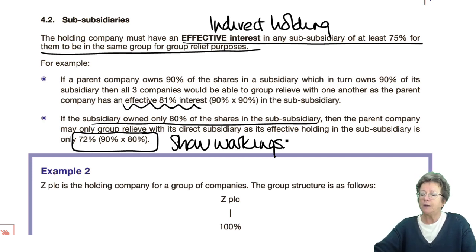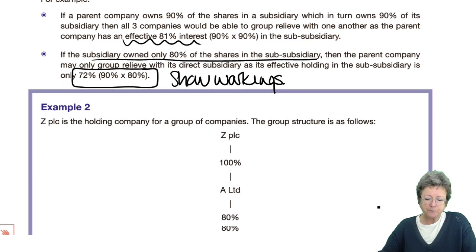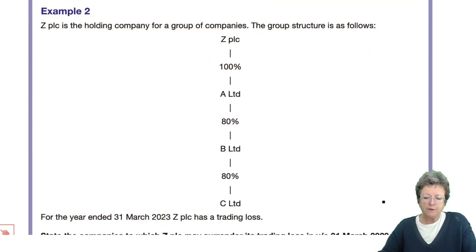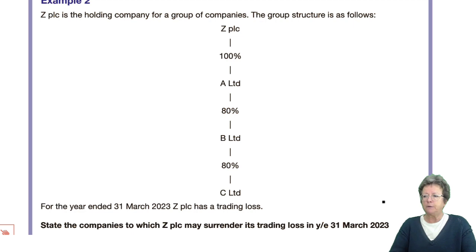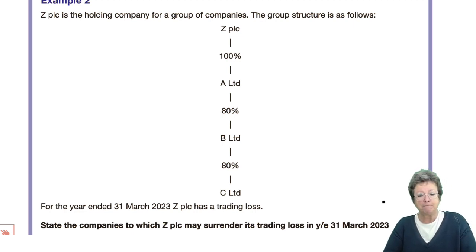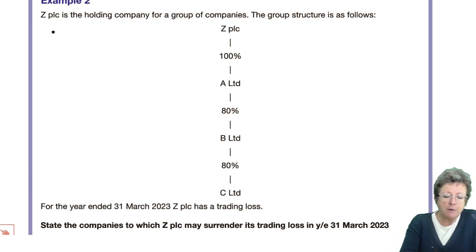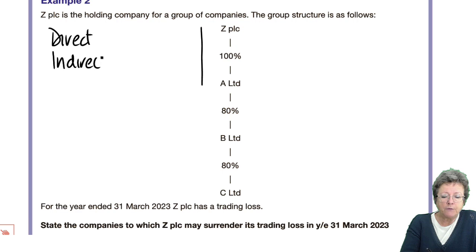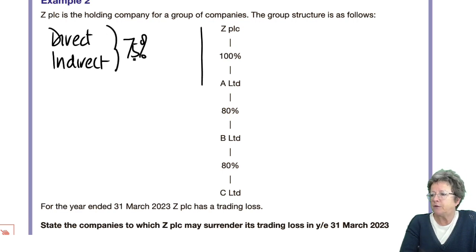Okay, so example number 2. Let's have a look at this for a group structure. Are you ready for this? So Z owns 100% of A. So they must be in a group. Remember, holdings must be direct. So Z is definitely with A. Indirect. Both of them must be more than 75%.